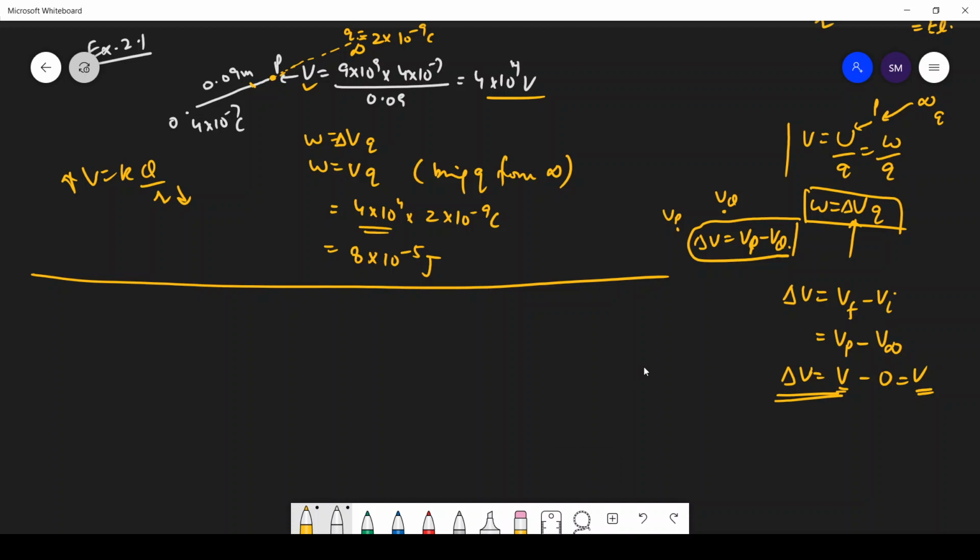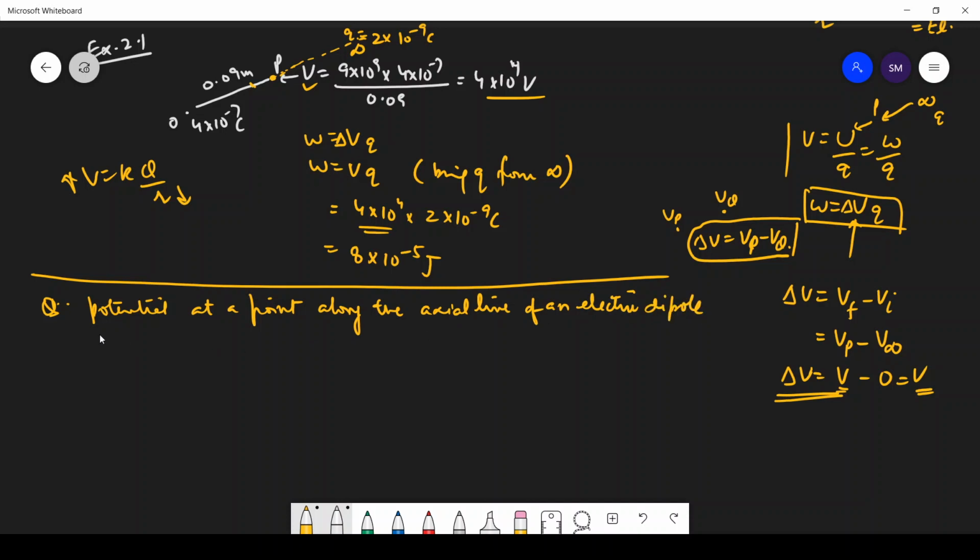Now, potential due to an electric dipole, especially at a point. So in the exam the question comes like: potential at a point along the axial line of an electric dipole. This question actually comes in the exam, which is a special case of the derivation given in your book, but we don't do this question as a special case, we do it separately.